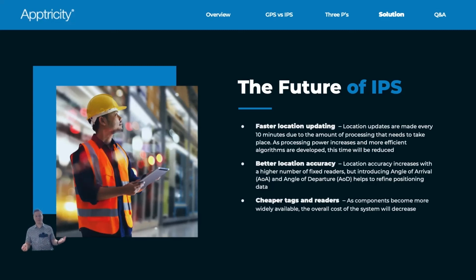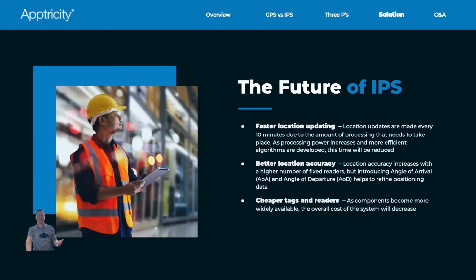We're all aware there's supply chain issues right now with components, and so the price of components is probably a little higher than it will be once those issues get sorted out. And so the future of IPS will be cheaper readers, cheaper tags, so that you can provide better location accuracy. And I just hit my 3rd point when I was talking about my 2nd one. So that's really the future of IPS.